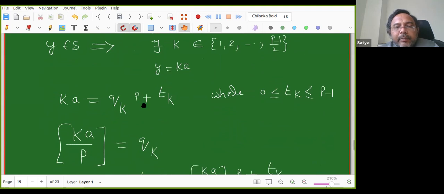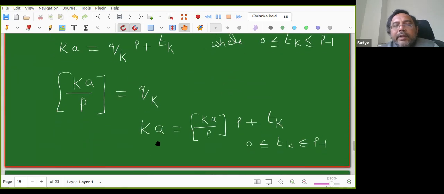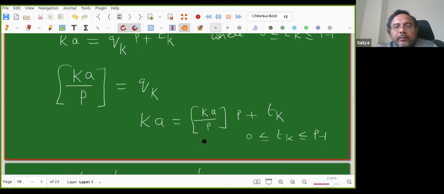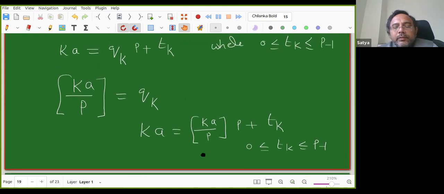So if I divide by p and take the greatest integer of ka/p, since tk is less than p, tk/p has greatest integer 0. So the quotient qk is exactly the greatest integer of ka/p. So ka = floor(ka/p) times p plus tk. This is what we have. Any questions till now?